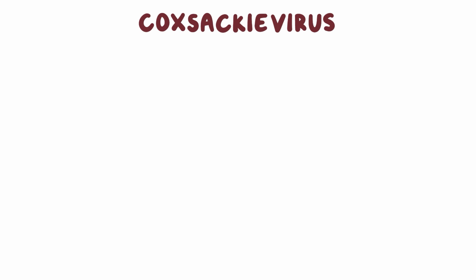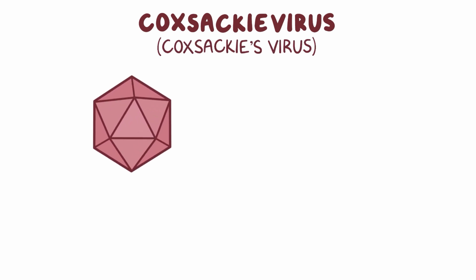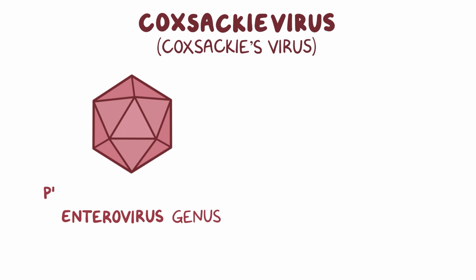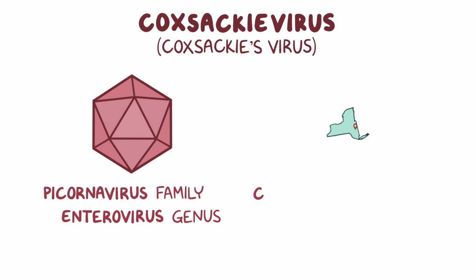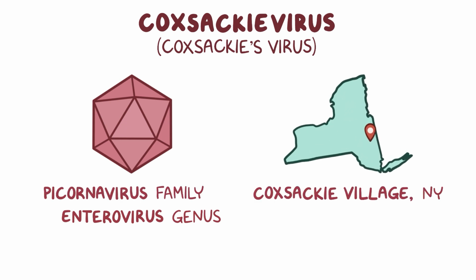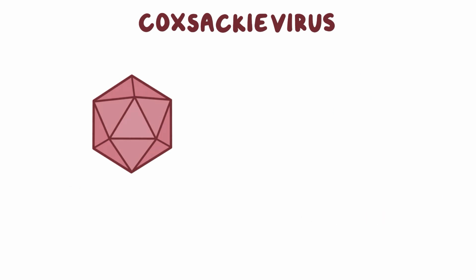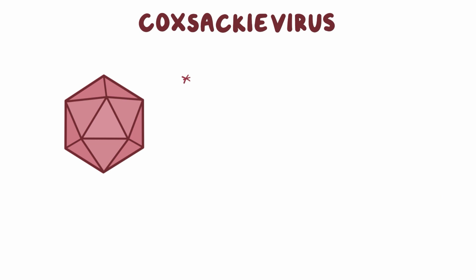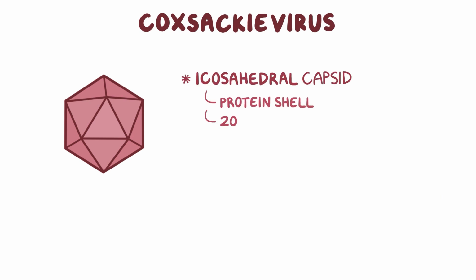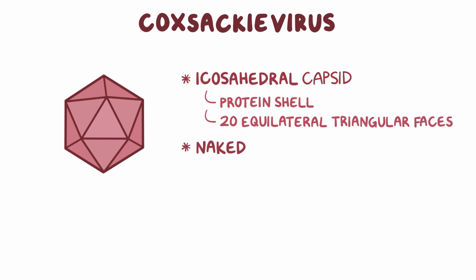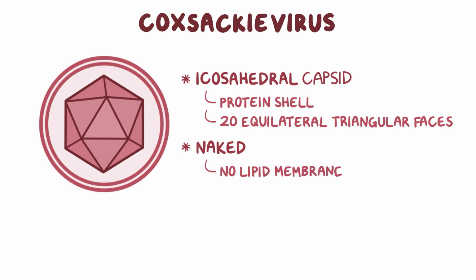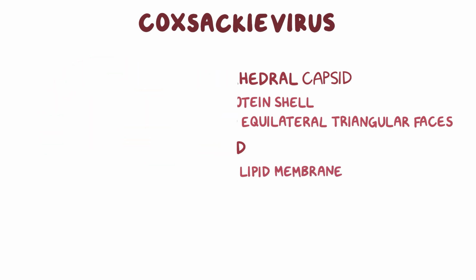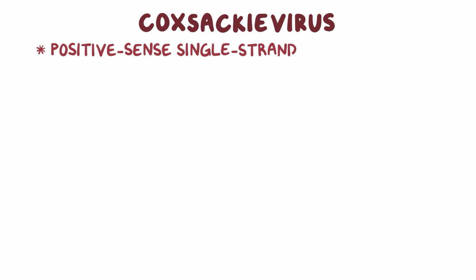Coxsackievirus, sometimes referred to as Coxsackie's virus, is part of the enterovirus genus of the picornavirus family, named after Coxsackie Village in New York, the place where it was first isolated. Coxsackievirus is surrounded by an icosahedral capsid, which is a spherical protein shell made up of 20 equilateral triangular faces. Nonetheless, it's a naked virus because the capsid isn't covered by a lipid membrane.